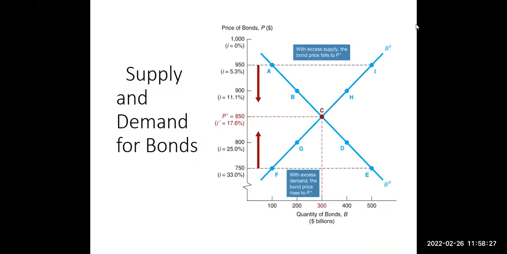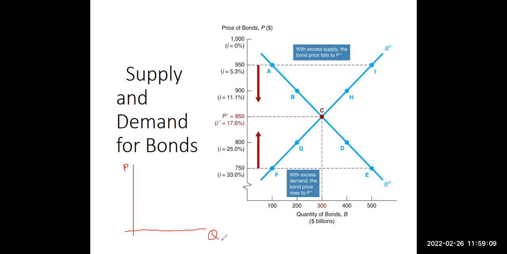Okay. Now look at this diagram here. Just look at this diagram in pieces. Don't look at this diagram as a whole. First of all, look at here. So here you have got the price of bond, and here you have got quantity of bonds.